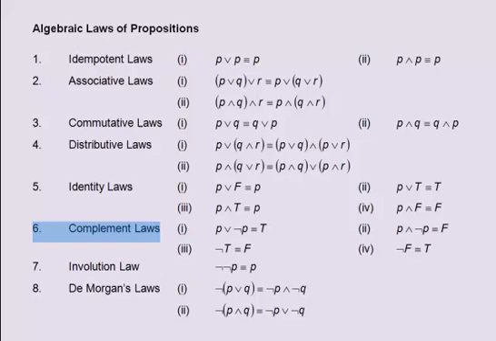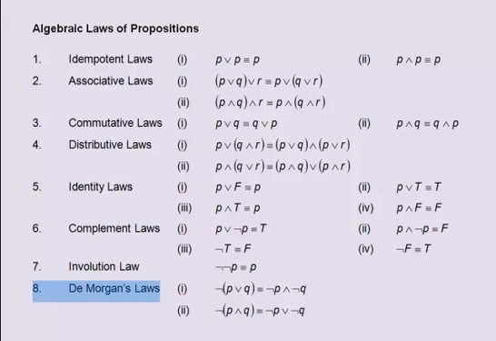6. Complement laws. First, P or not P is equivalent to true. Second, P and not P is equivalent to false. Third, not true is equivalent to false. Fourth, not false is equivalent to true. 7. Involution law. Not P is equivalent to P.